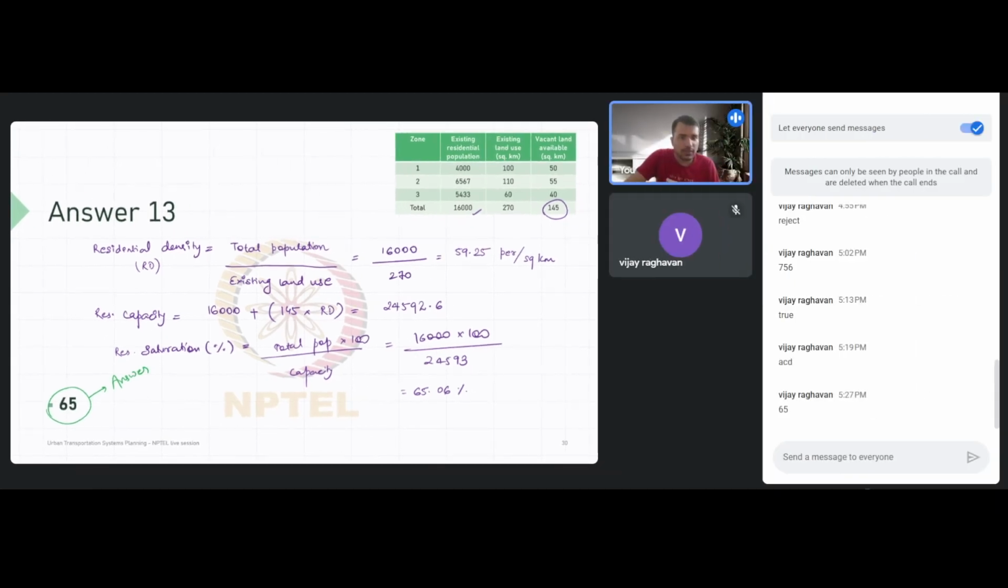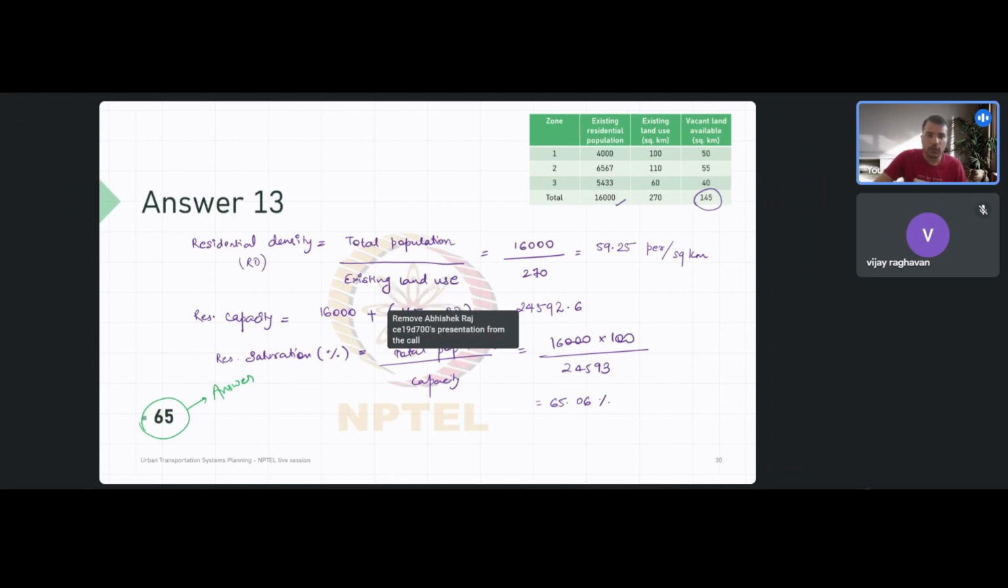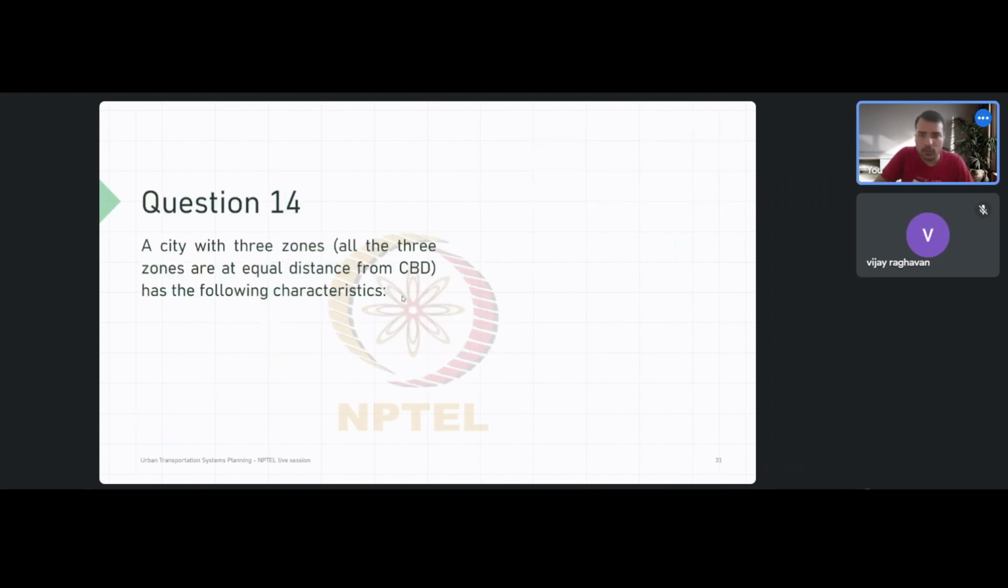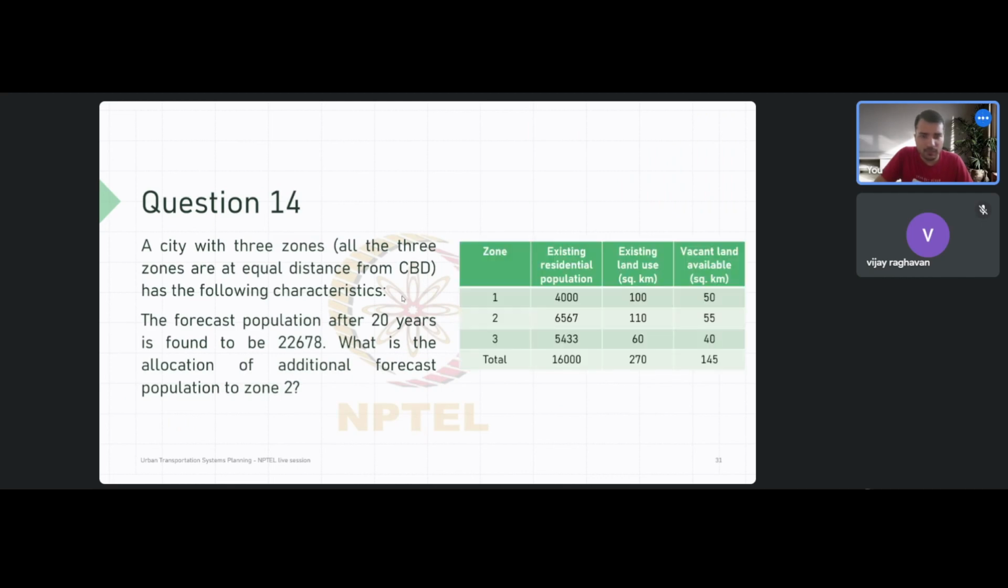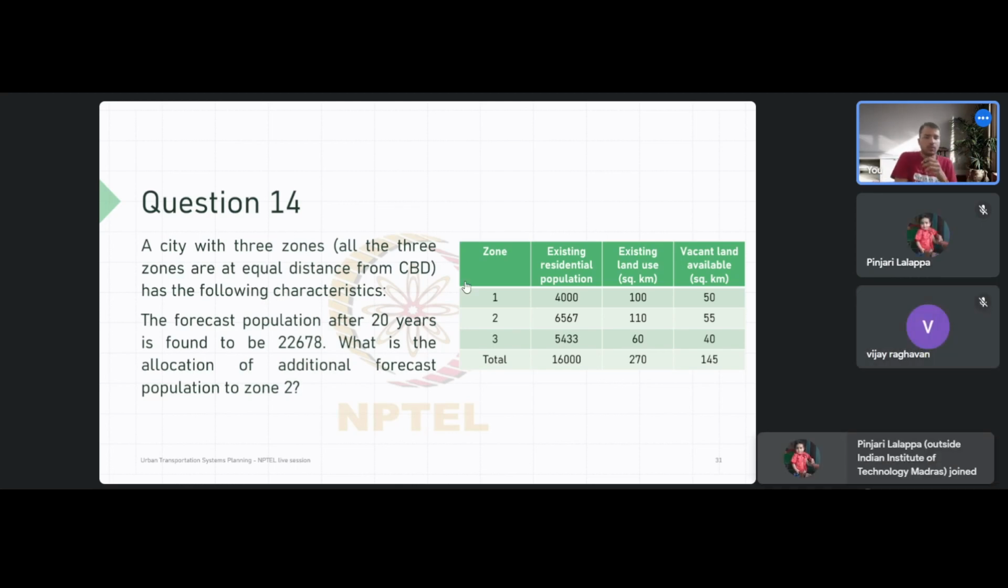I think 65 was the answer by you also. Okay, correct. Moving to the next question, question 14. The data is the same. But now we are saying that 20 years after, the forecasted population of the area is 22,678. We have to find how much of this extra population will be allocated to zone 2. I'll give 2 minutes. You can try this question out.